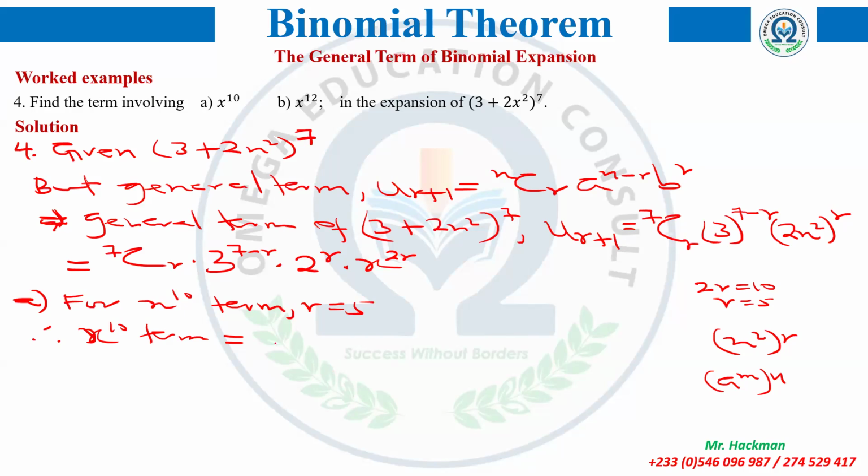7, so you are going to get what? 7 combination 5, times 3 raised to the power 7 minus 5, which is 2, then times 2 to the power 5, times x to the power 10. Then the rest will be calculator work. Use your calculator to do that. I'm waiting. Let's finish with that, then I know that we are fully insured and covered.